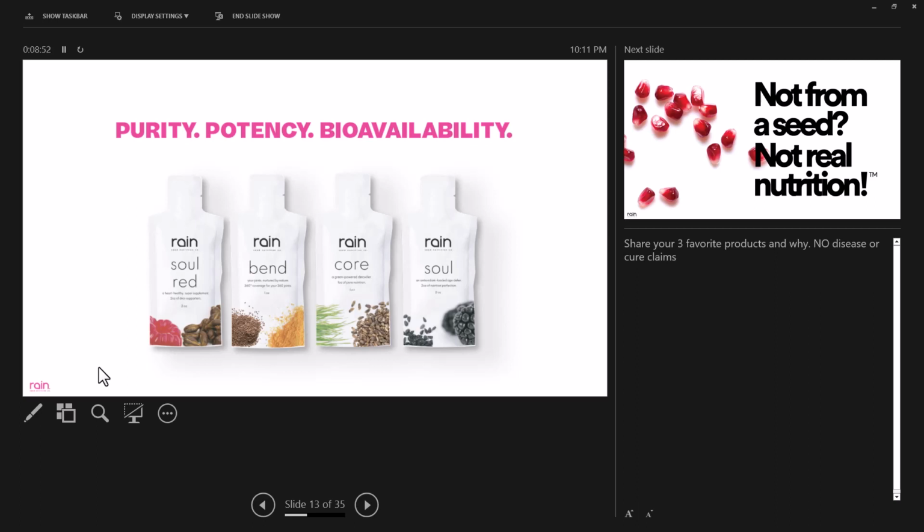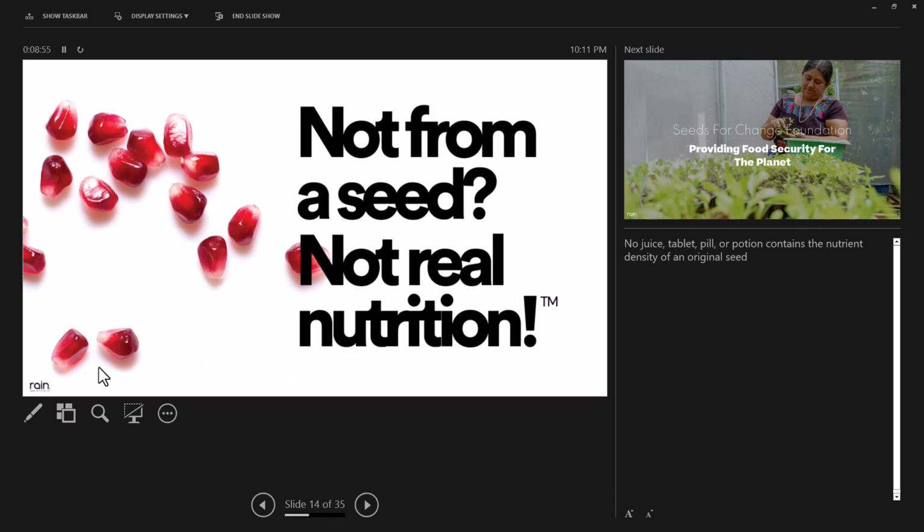So we'll share the 3 favorite products. Then we're going to talk about our distinct advantage. Look, guys, no juice, tablet, or pill or potion contains the nutrient density of the original seed. You might be selling a superfruit juice in your company. Guess what? Mine trumps it because I got the seed and it's 20 to 30 times more nutrient dense.